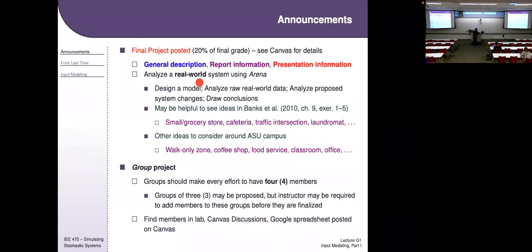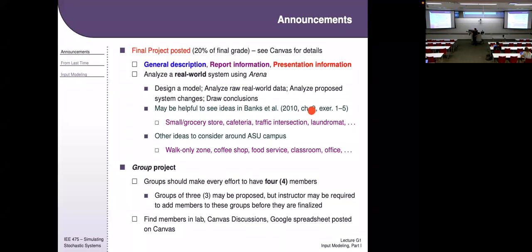So the final project, the description is available in the final project module. You can find a sort of a readout of the general description, some information about what the report looks like, what the presentation looks like. The basic idea here is in groups of nominally 4 students, but you can probably take 3, but I'd like to have as many 4-person groups as possible. Then analyze a real world system of your choice, then using ARENA as your simulation model. As I mentioned before, if you'd like to use FlexSim or some of these other ARENA competitors, that's also possible.